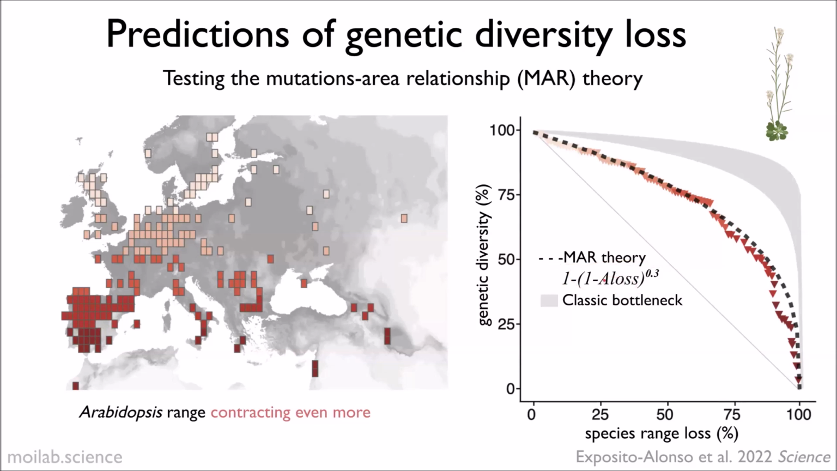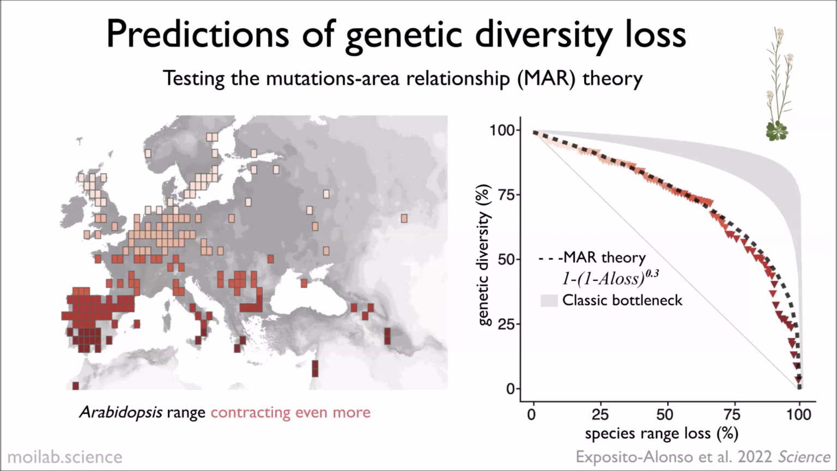Just the area loss and the coefficient that we had fitted predicts very, very well the loss of genetic diversity. And just for comparison, this is not what we would have predicted from classic, we could say, population genetic theory. With a bottleneck, we know that we contract the population size, and depending on the starting population size, this is what a bottleneck situation would give you.